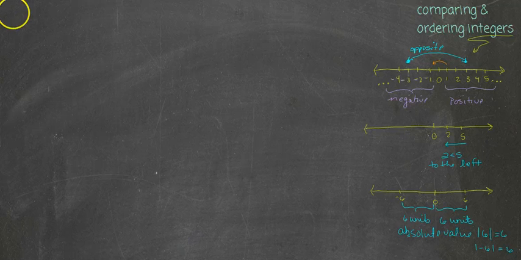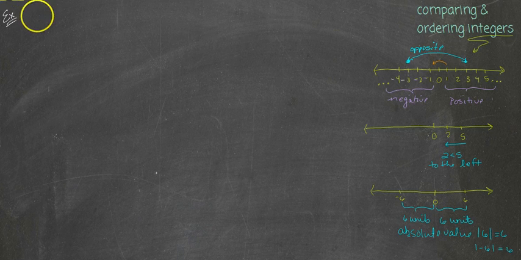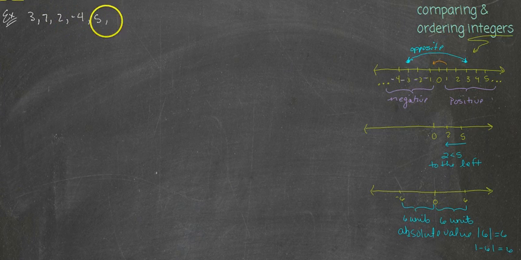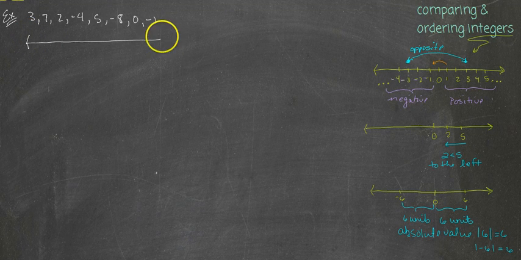So let's do a couple of examples to make use of this new information. Suppose I were given a bunch of numbers, 3, 7, 2, -4, 5, -8, and 0. Oh, and let's go with -1. Suppose I'm given a list of numbers and I'm asked to put them in order from least to greatest. Well, the easiest way to do that is to go ahead and just put them on the number line, or write the number line out.